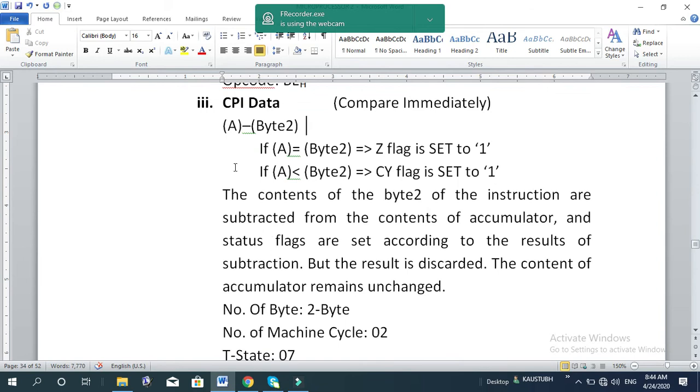So therefore in the compare instruction the result is simply discarded, that means the content of the accumulator remains unchanged. Accordingly, there are CMPR, CMPM and CPI data, these 3 comparing instructions.